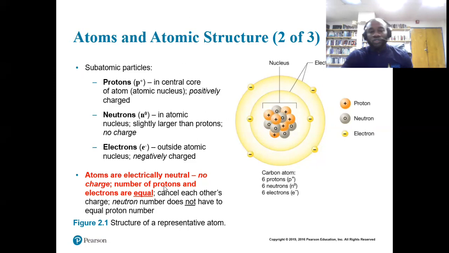Atoms are electrically neutral. That means they have no charge. The reason they're electrically neutral is because the positives balance the negatives. And so if you have 6 positive protons and 6 negative electrons, then the net charge is 0. Therefore, we can say atoms are electrically neutral.